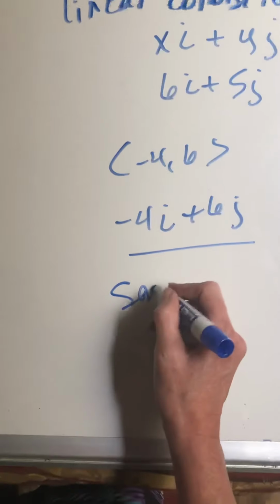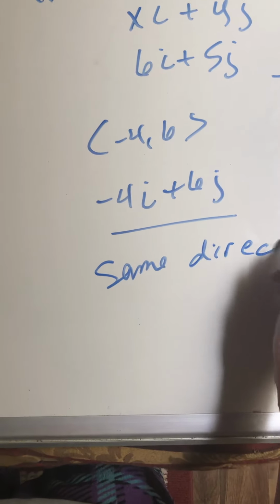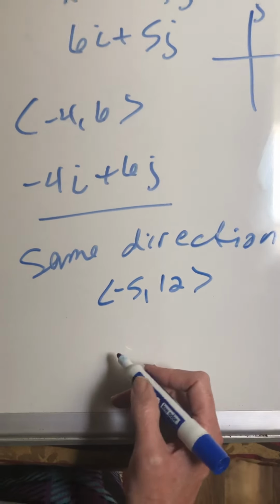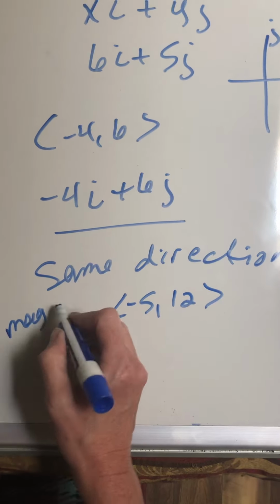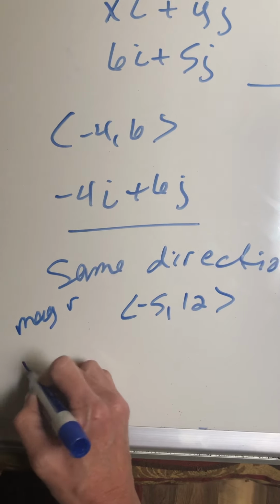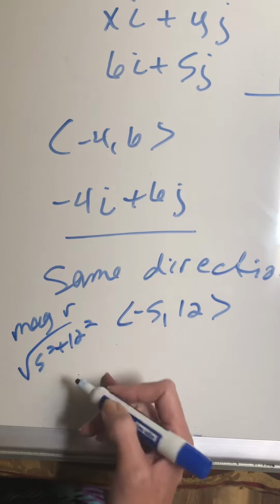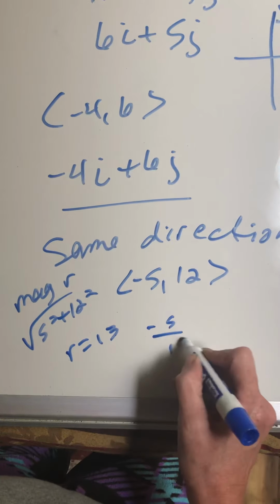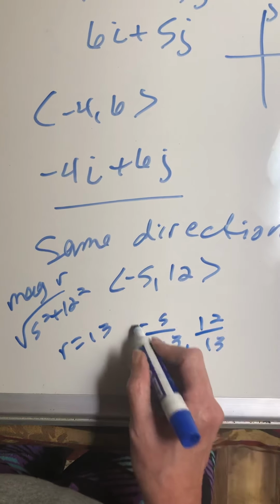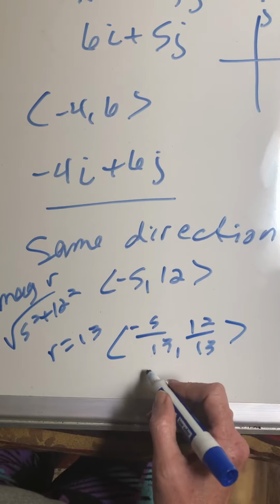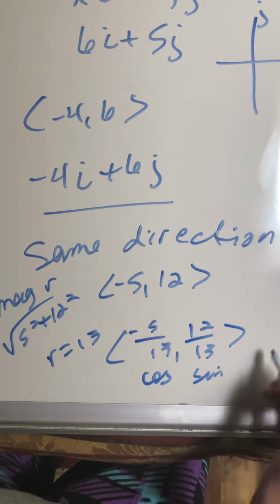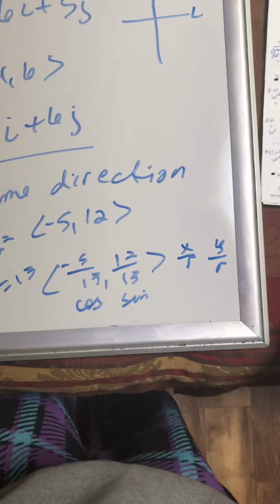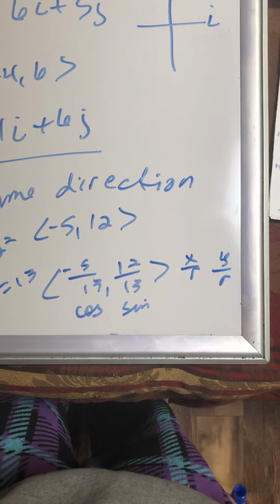Let's do another one that's the same direction. Again, same direction. So I've got negative 5, 12. This is where you find the magnitude, or r. So it'd be square root of 5 squared plus 12 squared, or you recognize that that is a Pythagorean triple, so your r is 13. So negative 5 over 13 and 12 over 13 is the vector with the same direction. And again, this is your cosine, this is your sine, because it was x over r and then y over r. Okay, so that cosine sine thing is going to come here in just a minute.